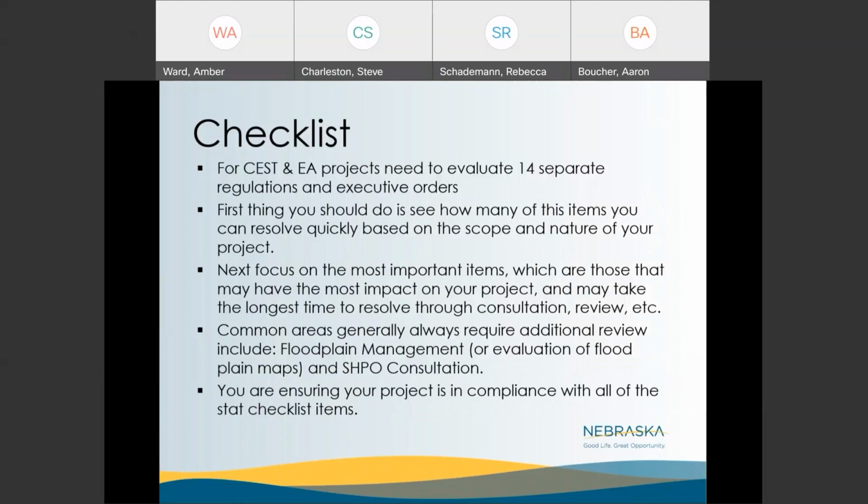So in terms of a checklist, CEST and EA, there's 14 regulatory executive orders that come under the statutory checklist. You want to go through and you can look at those that are easy to do. And we provide that information in the manual, and even one of them is already filled out in terms of the checklist, which is coastal zone management, which doesn't apply here in Nebraska. Maybe there will be a coastal zone here in a few centuries. The scope and nature. So look at those, the easy ones to go through.